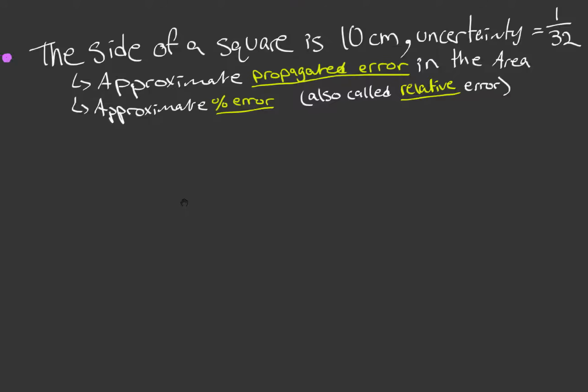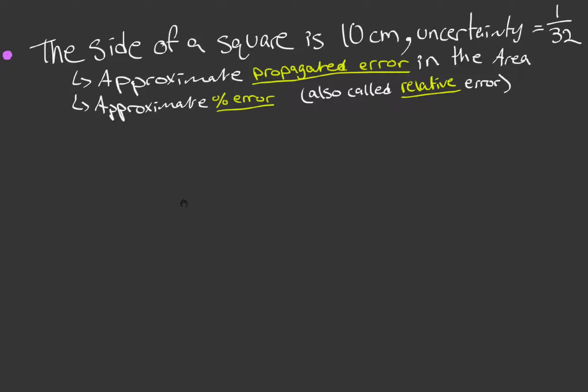And then the last type of problem we can get is a propagated error and a percent error. So in order to solve this, we have to have a couple things. One, for percentage error, we're going to have to know what our actual area is based on the square. And then we need to know what our dx is, which is our uncertainty. And then we need to know what our x is. We're basically just figuring out all these elements. So let's go step by step.